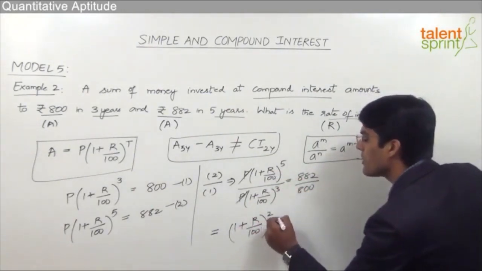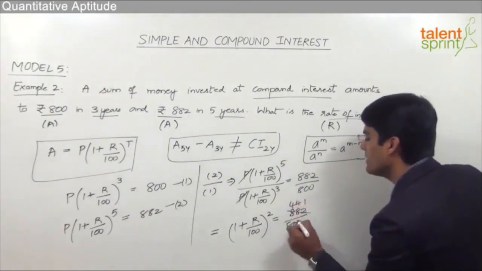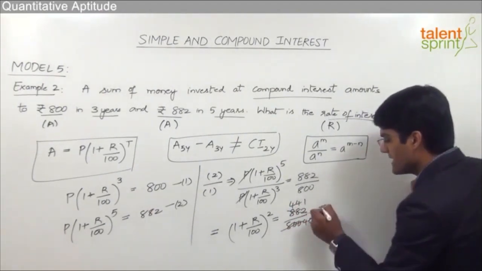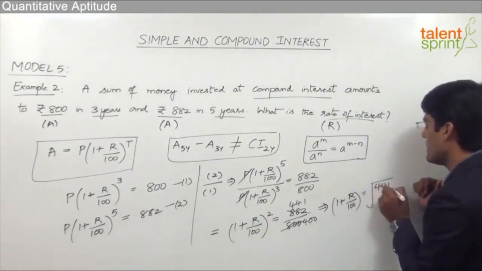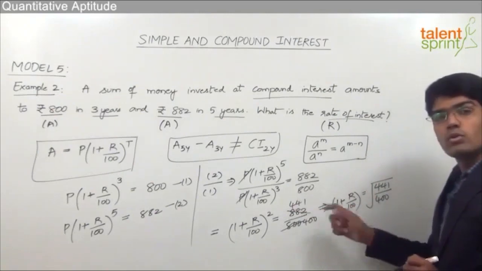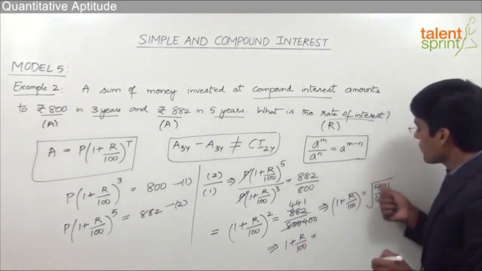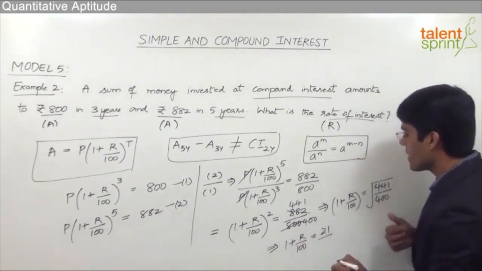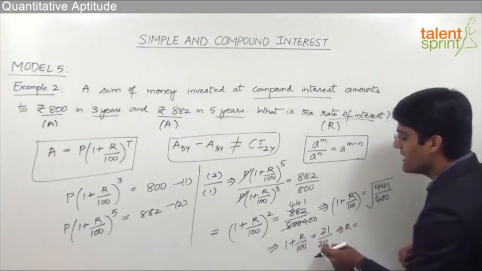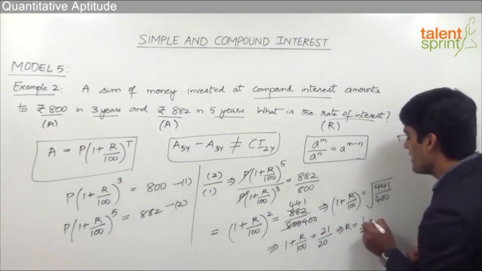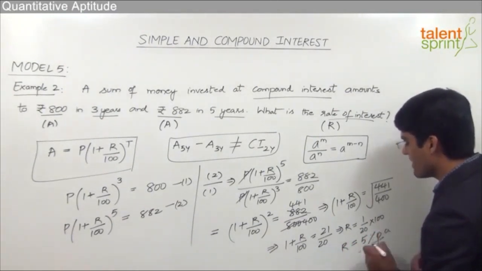So 1 plus R by 100 whole power 2 is equal to 882 by 800, or this can be taken as 441 by 400. So from this we can say that 1 plus R by 100 should be equal to root over 441 by 400. That is nothing but applying square root on both the sides. So we get 1 plus R by 100 equals to root over 441 is 21 and root over 400 is 20. Now from simplification of this step, we get R will be equal to 21 by 20 minus 1, which is equals to 1 by 20 into 100. So this comes out to be 5. So we can say that the rate of interest is 5% per annum.